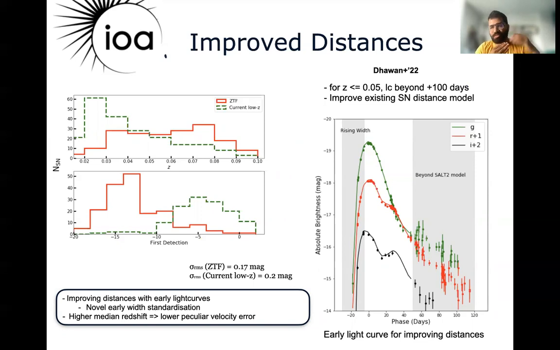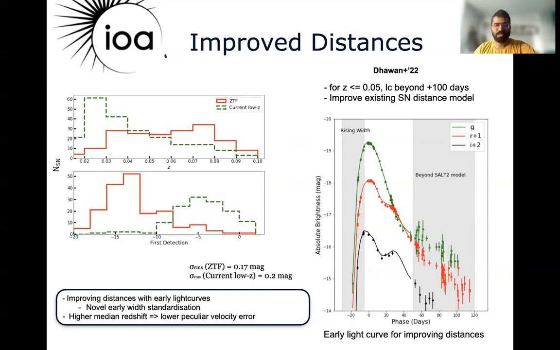So having it as sort of twice as high in the low redshift Hubble flow sample, we are less prone to systematics from peculiar velocity uncertainties. Moreover, because they have been discovered earlier in comparison to the median from the literature, that's the lower panel here, we can actually use the rising part of the light curve to improve standardization. And that's something that has been shown in the literature to improve the intrinsic scatter. So we can start to build upon the existing SALT2 model, retrain it, and then start to improve the distances to these type Ia supernovae.